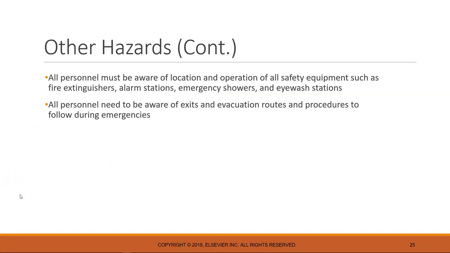When you are first oriented to your position, all personnel will be shown and made aware of the location and operation of all the safety equipment that is available in the clinical laboratory. This includes fire extinguishers, alarm stations, where if a fire is present, there's a pull that you can pull to alert the fire department, emergency showers, and eye wash stations.